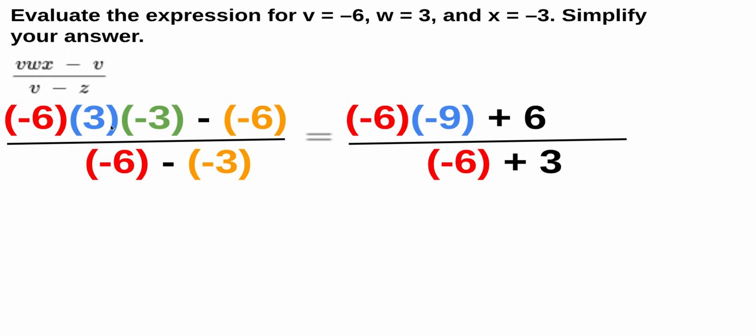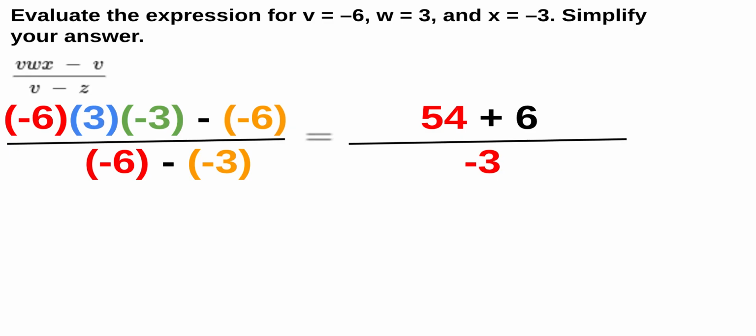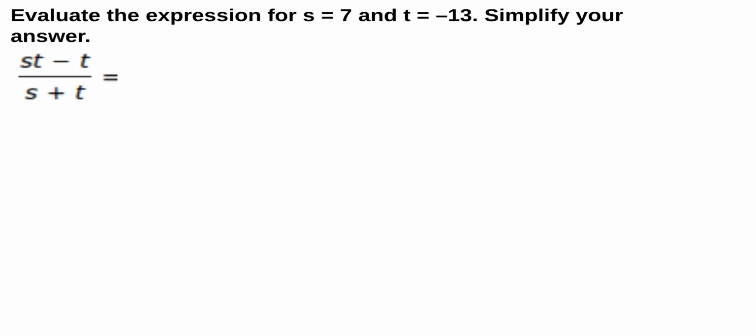Next, negative 3 times negative 3 is 9, and negative 6 times 9... negative 6 times negative 9 is 54. Negative 6 plus 3 is equal to negative 3. And 54 plus 6 is 60. 60 divided by negative 3 is negative 20.